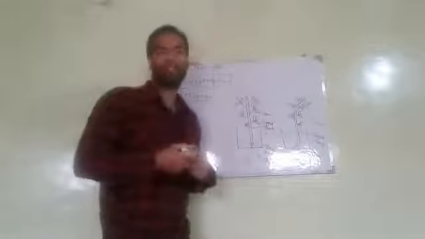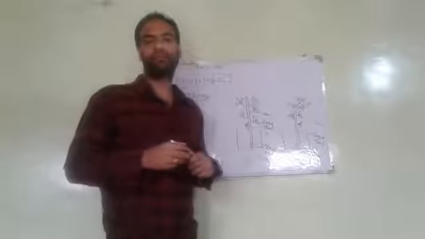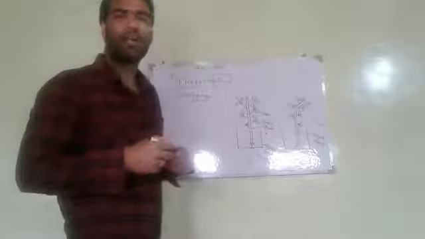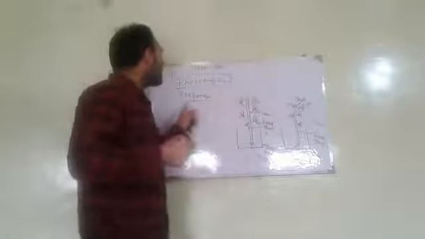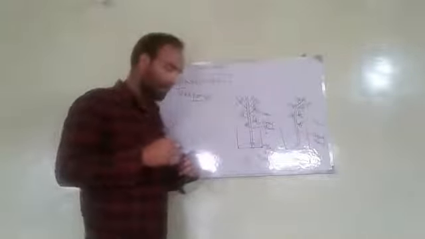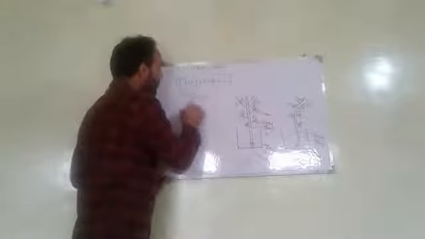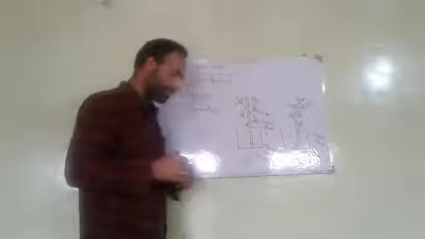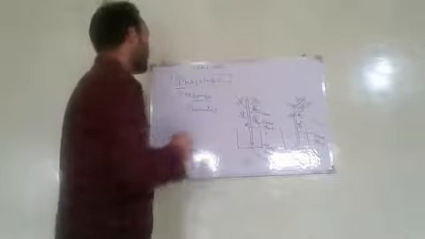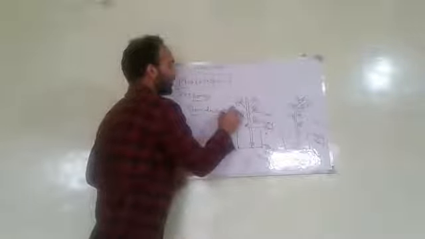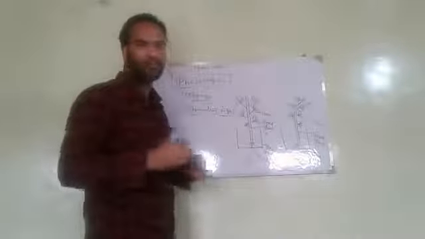I have already told you that various stimuli occur in the environment: light, touch, gravity, water. These are various kinds of stimuli which occur in the environment. But here, it is a response shown by plants towards the direction of stimulus of light. That is simply called phototropism, or we can say positive phototropism.